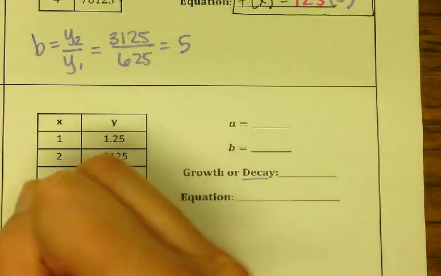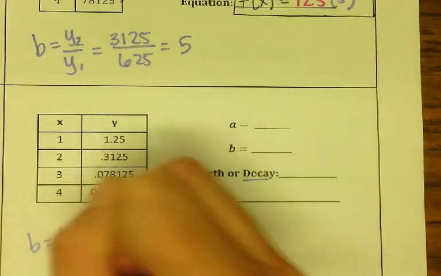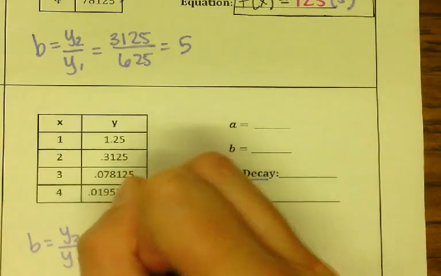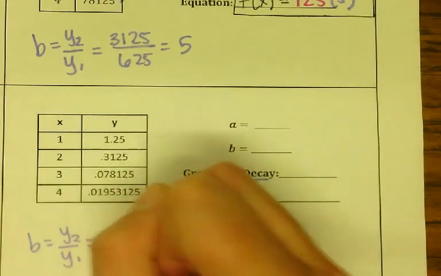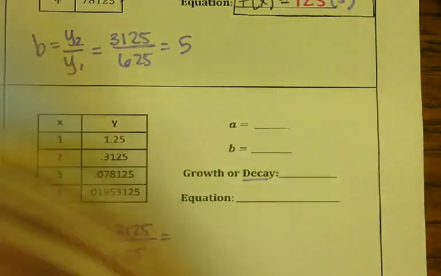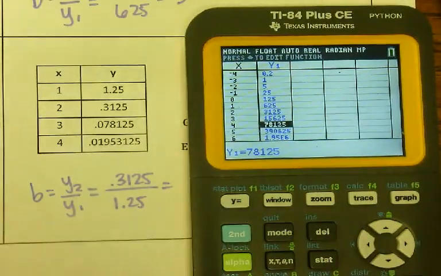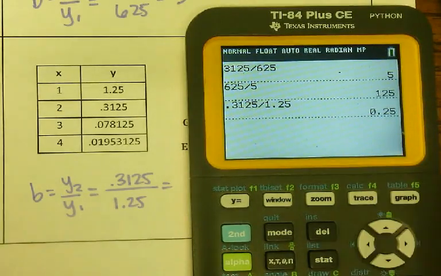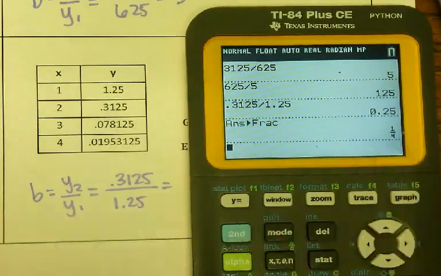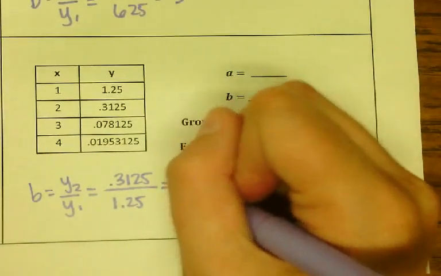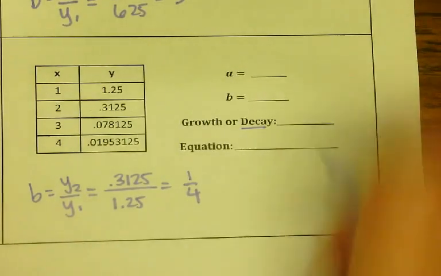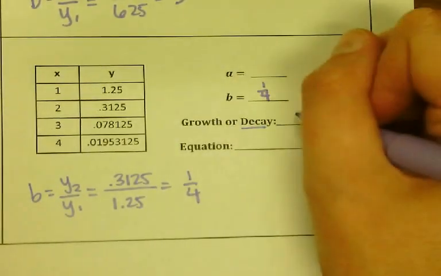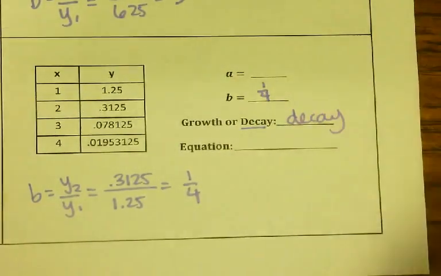All right, so guys, my b value is y2 over y1, which gives me 0.3125 over 1.25. So when we do that, 0.3125 divided by 1.25, and guys, that gives me 0.25, or if we wanted to turn that into a fraction, that would be our 1/4. So guys, my b value is 1/4. And yes, it is smaller than 1, which means that it is decay.